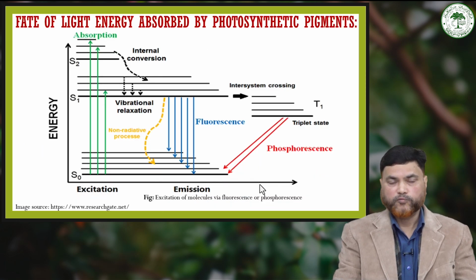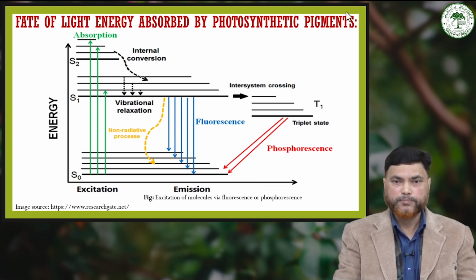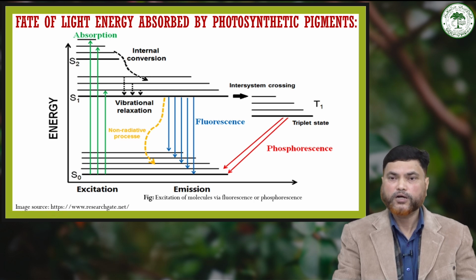So, what is the fate of light energy absorbed by photosynthetic pigments? Just a basic idea I would try to reveal. A quantum of light energy is generally represented by what? That is a photon. The normal state of any molecule or atom is called its ground state, that could be represented as S0 or singlet state.